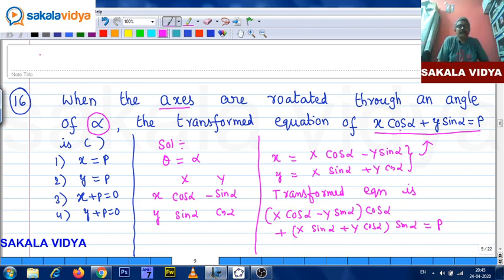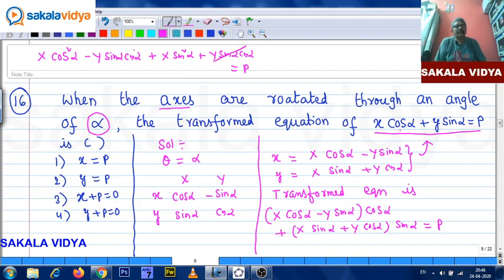So, now we get cos alpha into X cos square alpha minus Y sin alpha cos alpha, plus X sin alpha into sin alpha plus Y cos alpha into sin alpha, equal to p. Here, plus Y sin alpha cos alpha minus Y sin alpha cos alpha gets cancelled. If you take X common, we have cos square alpha plus sin square alpha equal to p. This equals 1, we know. So, X is equal to p. Locus of X is equal to p is the first option, the right option.